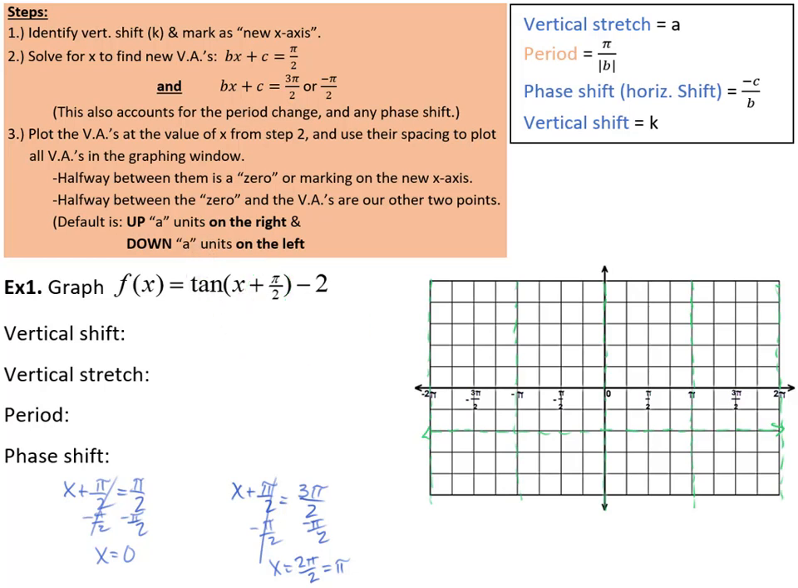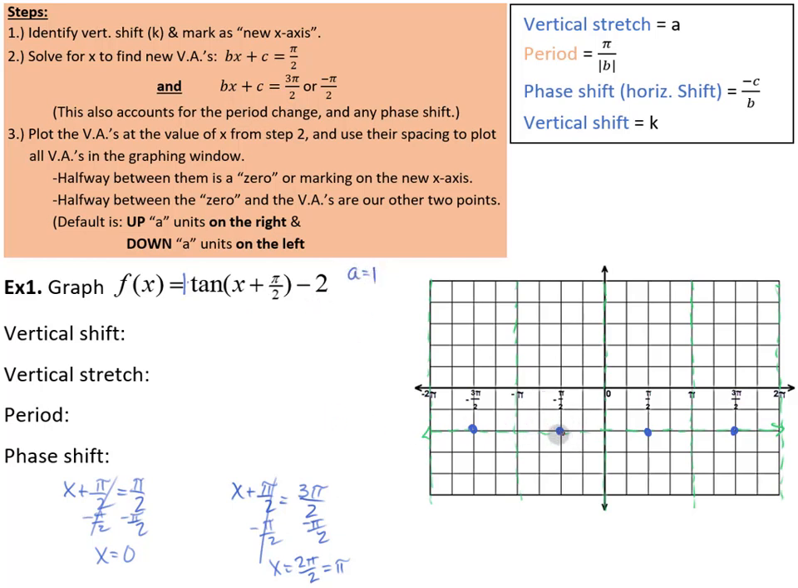So that's pretty cool. And watch how easy, now that I've done this, watch how quick it is to graph tangent. Halfway between our vertical asymptotes on our quote-unquote new x-axis is a 0, or x-intercept. Halfway between our 0 and the asymptote is our other 2 points. They'll help us get this S-shaped curve. Okay, so note that my a value here is just 1.